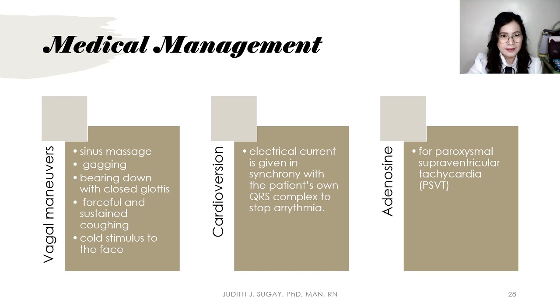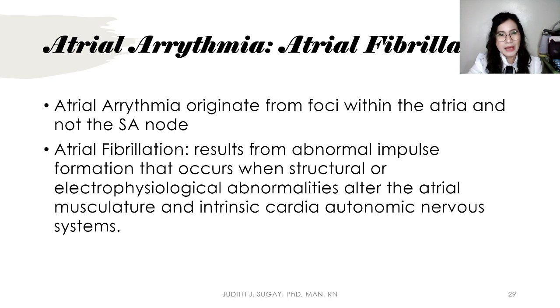Alright. Next, we have atrial fibrillation. Atrial fibrillation originates from foci within the atria and not the sinoatrial node. So it results from abnormal impulse formation that happens when structural or electrophysiological abnormalities alter the atrial musculature and intrinsic cardio-autonomic nervous system.